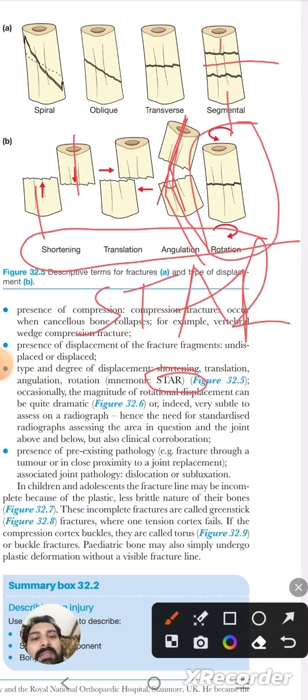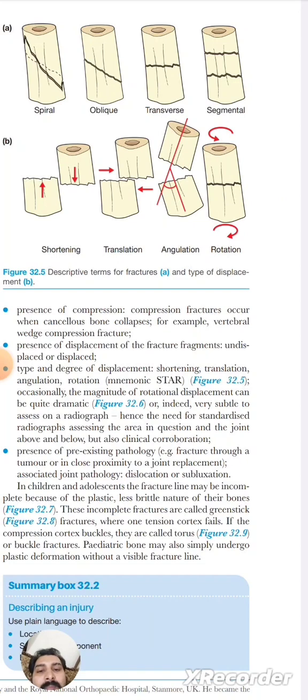Usually, rotation is difficult to pick on normal X-rays. It needs special attention and close inspection to look for rotation on the X-ray.